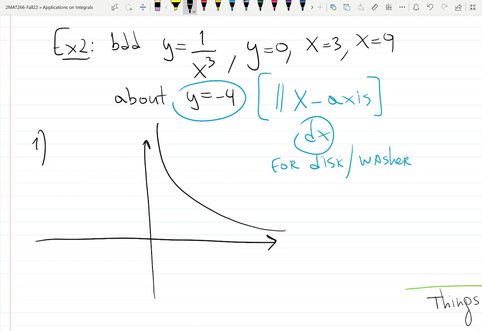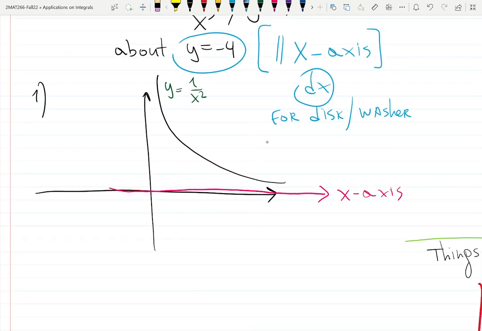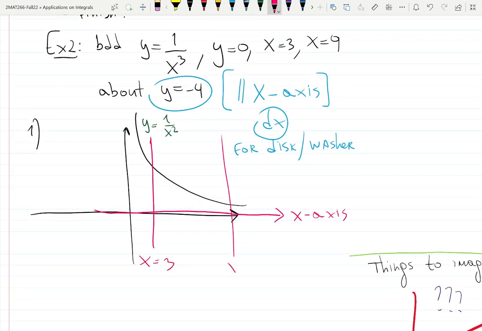Y over x cubed. Let's sign it. Y equals 1 over x cubed. Y equals 0. That sounds like a floor. So that's x axis. X axis, that's the floor. X equals 3 and x equals 9. Those are two walls. What kind of walls? Horizontal, no, vertical walls. X equals 3 and x equals 9. Do you see the area? Here it is. This is the area.